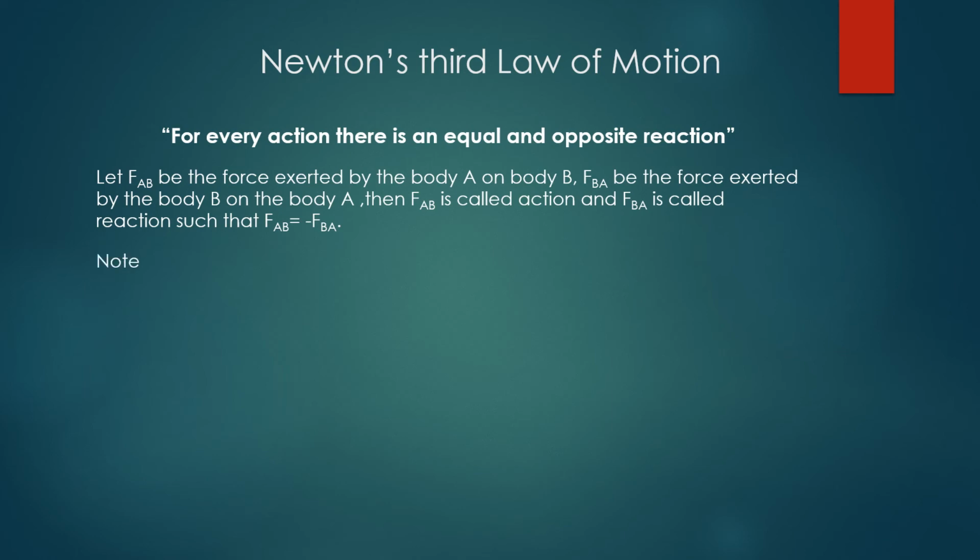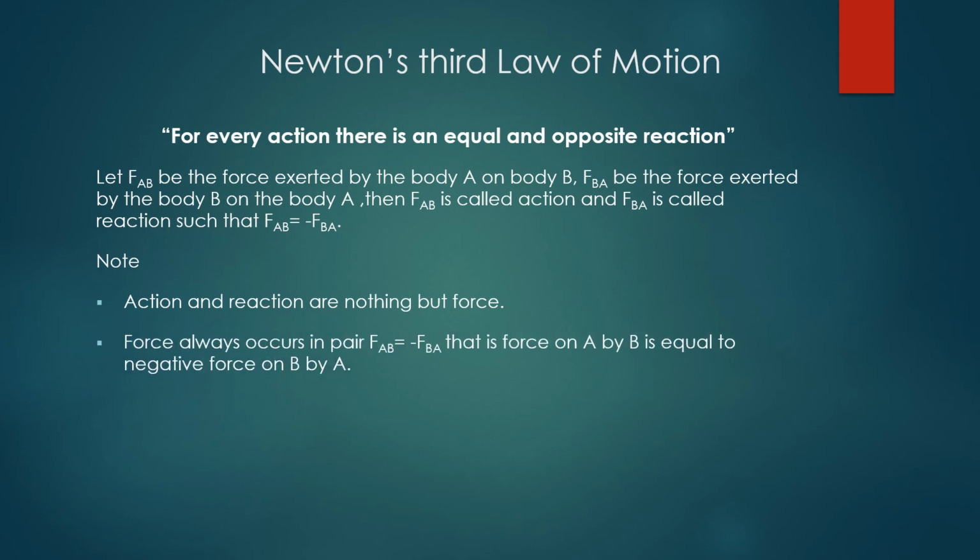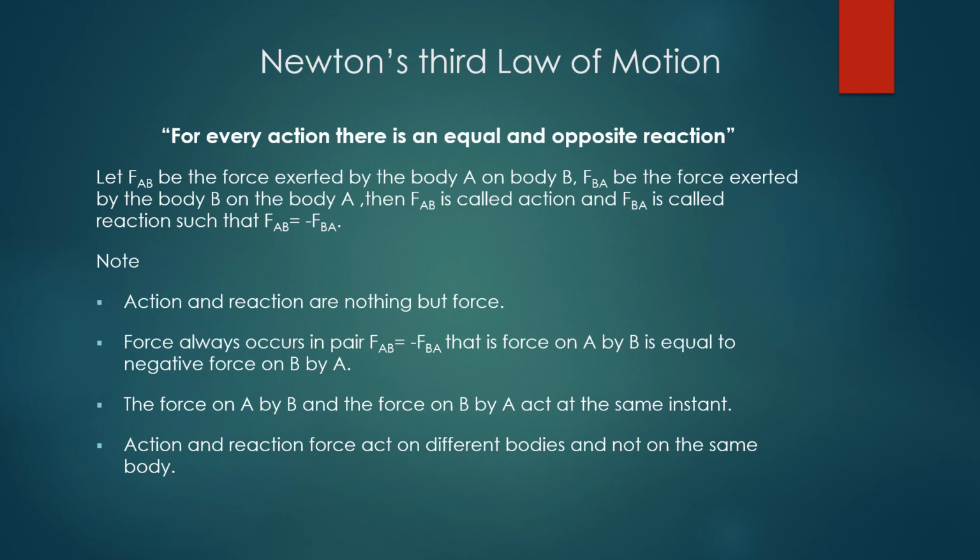Some important notes for Newton's third law of motion: action and reaction are nothing but forces. Forces always occur in pairs. F_AB is equal to minus F_BA, that is, the force on A by B is equal to the negative of the force on B by A. The force on A by B and the force on B by A act at the same instant. Action and reaction forces act on different bodies and not on the same body.